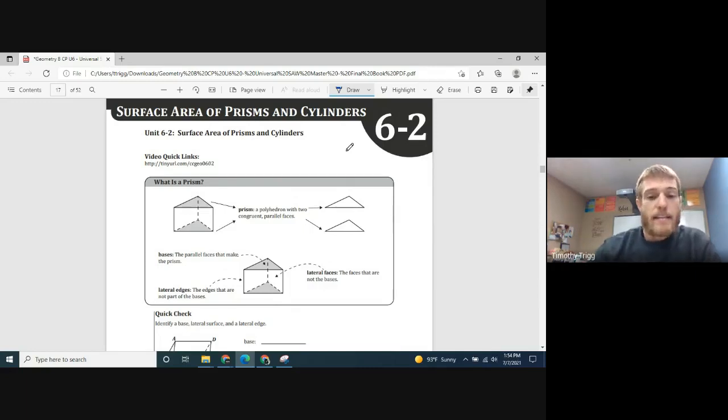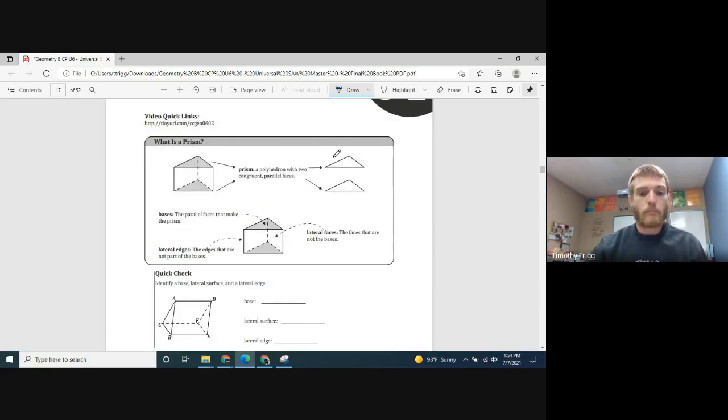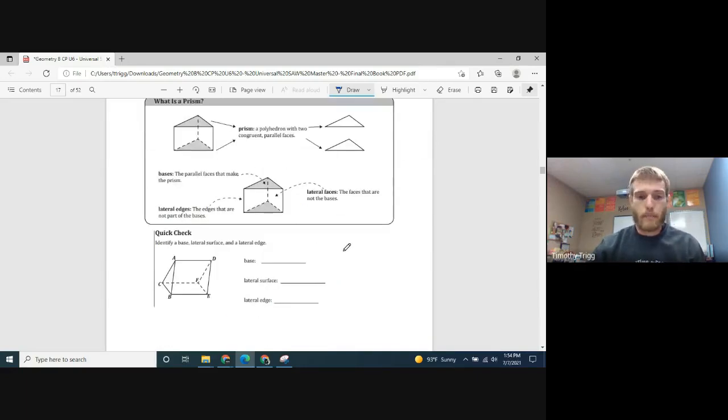Another way to think of it is, if you're going to wrap the object with wrapping paper, what is the minimum amount of wrapping paper needed? So imagine wrapping paper, wrapping it without any overlaps. What would be the minimum amount of wrapping paper that you would need? That's the same as the surface area.